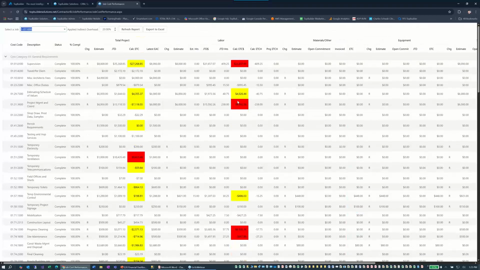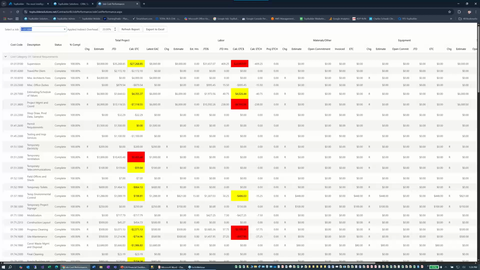So I think everybody can understand this. It's a lot of detail. You can export it to Excel. And by the way, the R's in here mean that the original budget was revised. So you have an original budget and a current budget on these cost codes. Okay, so we hope this really helps reduce some of your cost overruns.